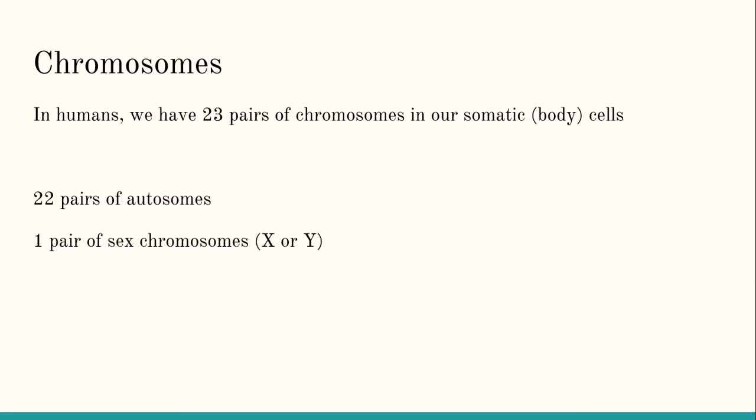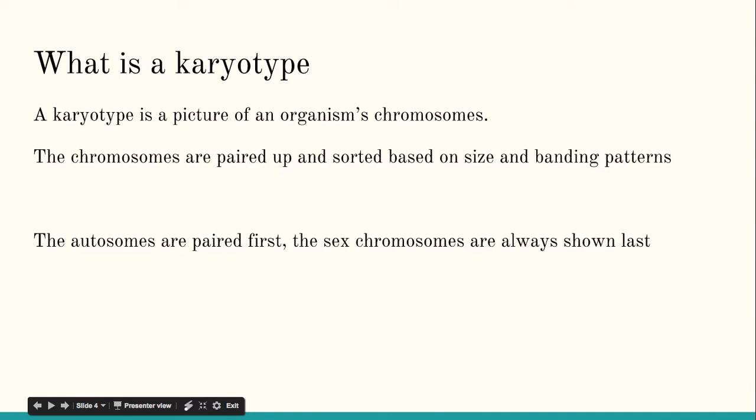Now, these 23 are not necessarily all equal. The first 22 pairs are called autosomes, while the last pair, the 23rd pair, are sex chromosomes, and these are either going to be X or Y. Again, just to remind you, the reason we have pairs is because we get one set from mom and one set from dad. So altogether, we have 46 total chromosomes in those 23 pairs.